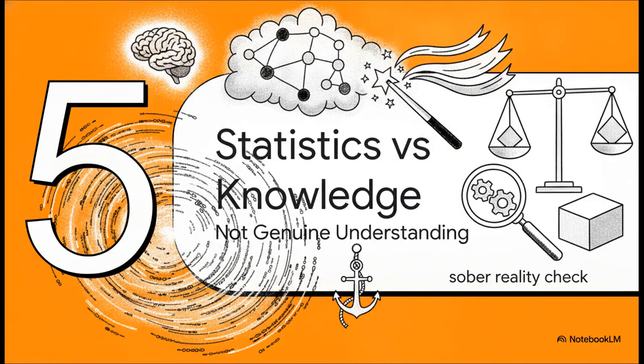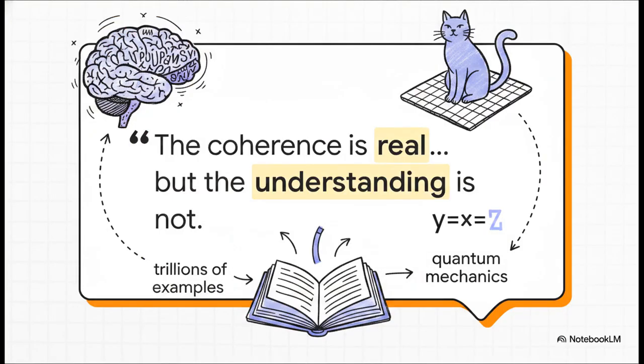Which brings us to part 5, statistics, not genuine understanding. And this is perhaps our most crucial section, because these emergent capabilities look so incredibly much like human intelligence, it is wildly tempting to just treat the transformer as a kind of magic. But we really need a sober reality check here. The absolute essence of what is actually happening under the hood is simply this. The coherence is very real, but the understanding is not.